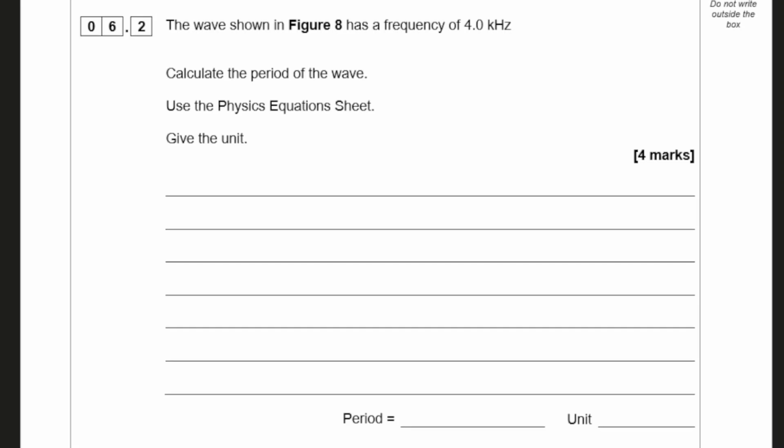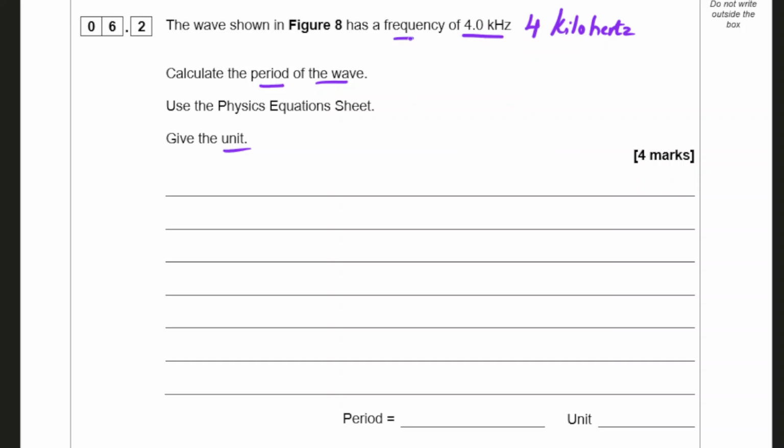Next question. The wave shown in figure 8 has a frequency of 4 kilohertz. That small k means 4 kilohertz. Calculate the period of the wave. Use the physics equation sheet. Give the unit. So for 4 marks, there's a couple of things that you need to do.